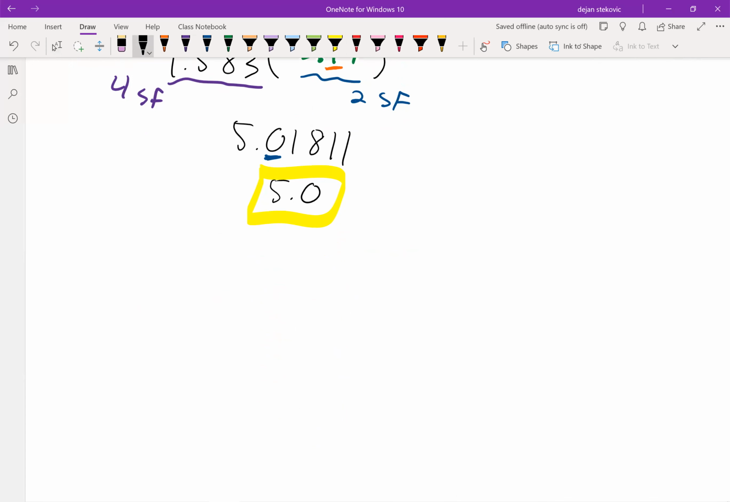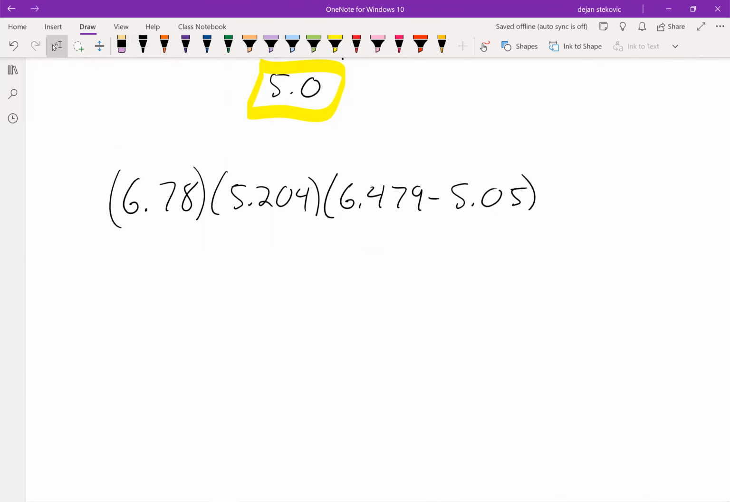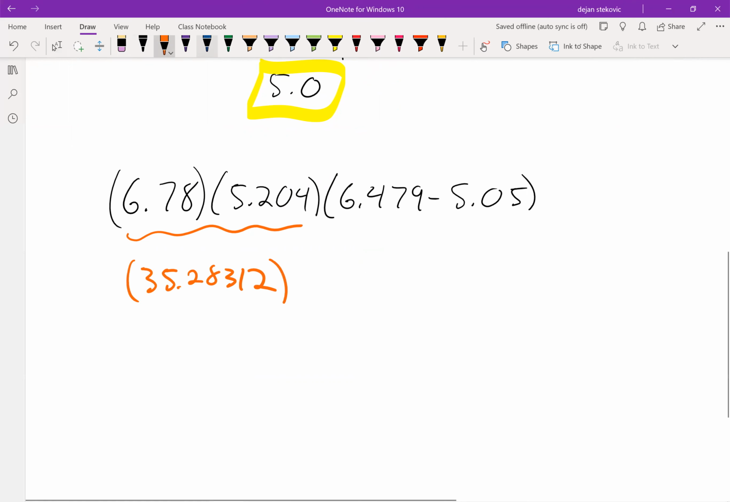Let's take a look at another example. So here we'll have 6.78 times 5.204 times 6.479 minus 5.05. Let's go ahead and take a look at these operations. On this left side here, we'll do this multiplication. If you type that in your calculator, you get 35.28312. And then you think about what your uncertain digit is. This one right here only has 3 sig figs, so your answer can only have 3 sig figs. So that 2 is your uncertain digit.